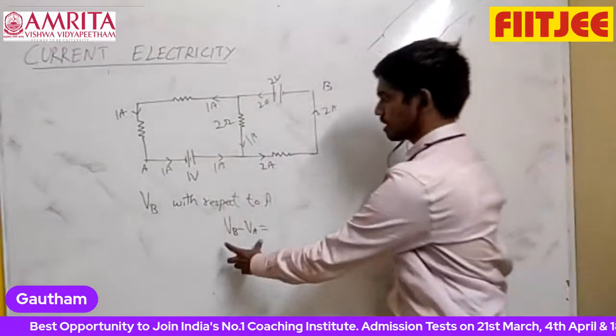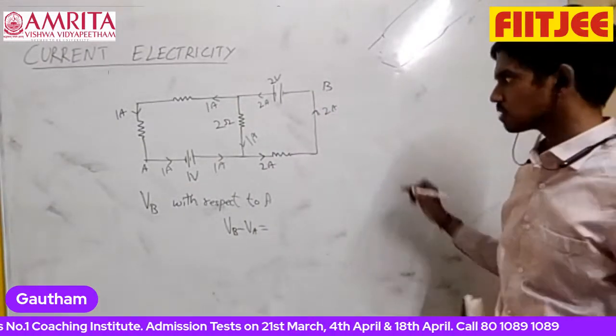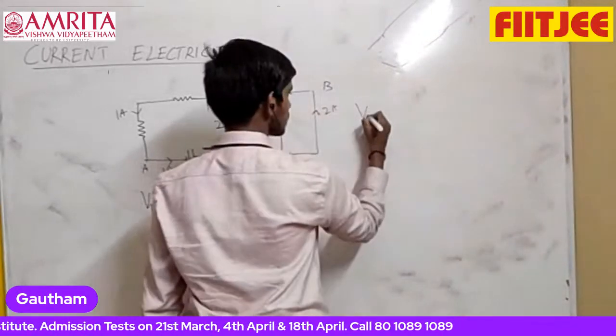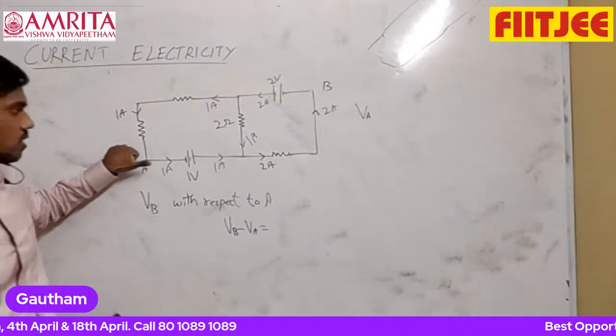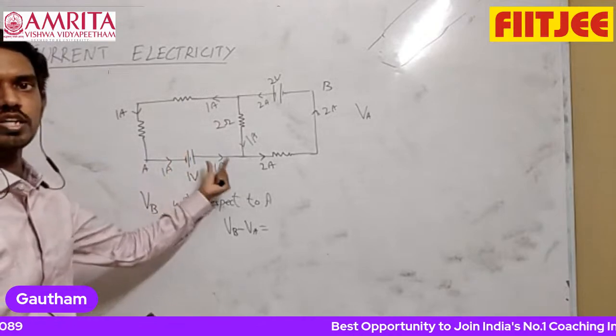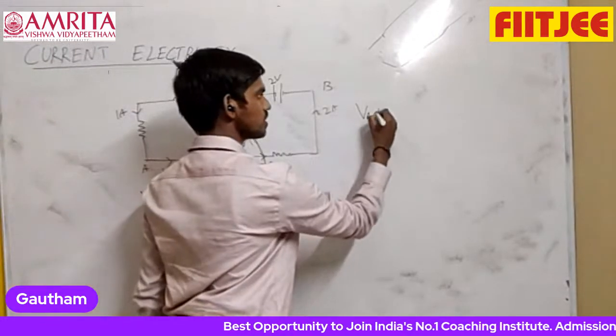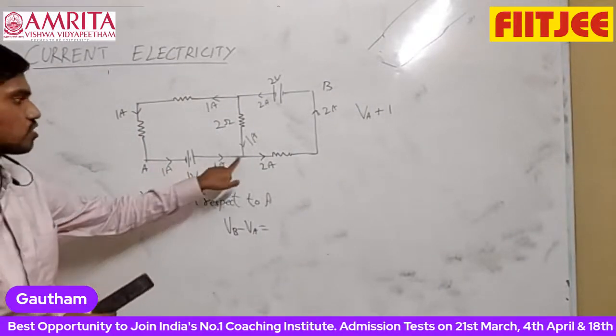So they are asking VB minus VA is equal to what? So you can start from one point. Potential of point A. Suppose you start from here. This point is potential A. When you go through the battery, negative to positive terminal, potential is increasing by 1 volt. So VA plus 1. What is VA plus 1? Potential of this point.